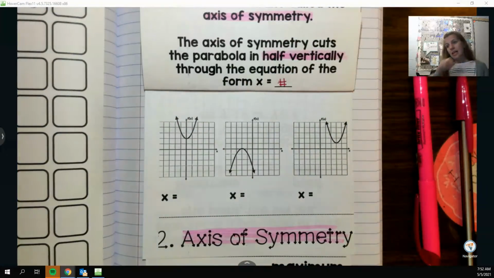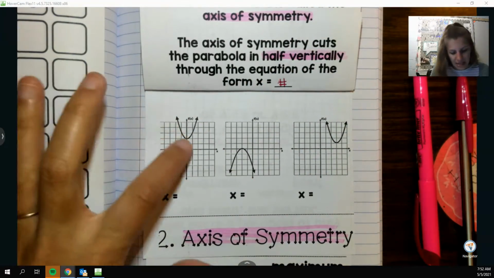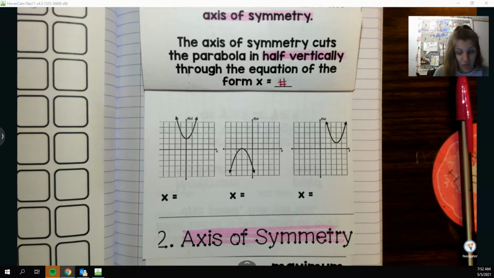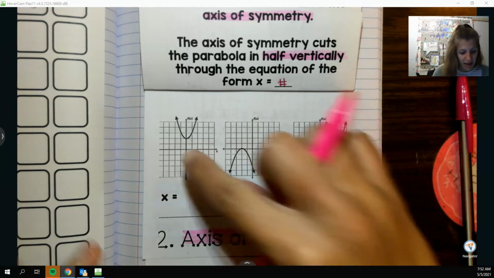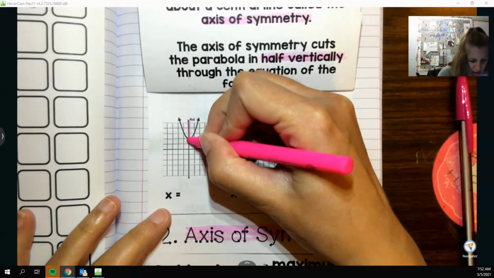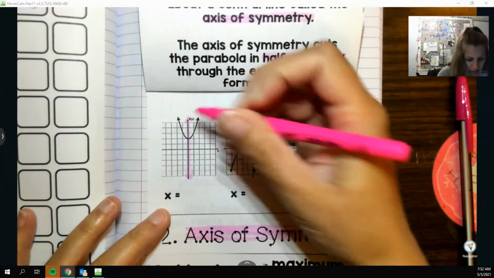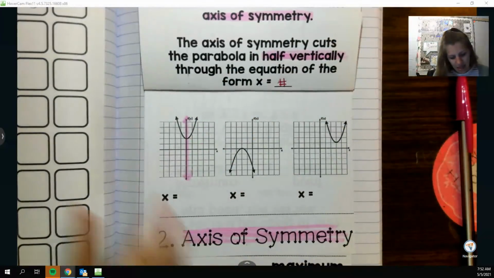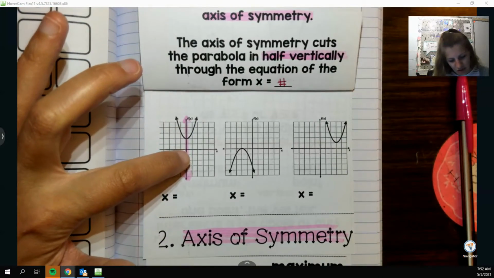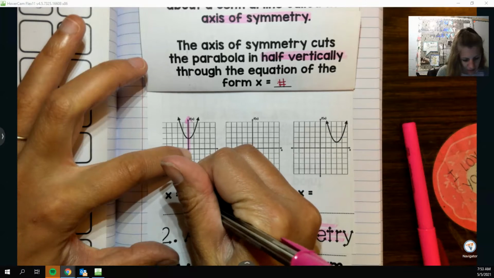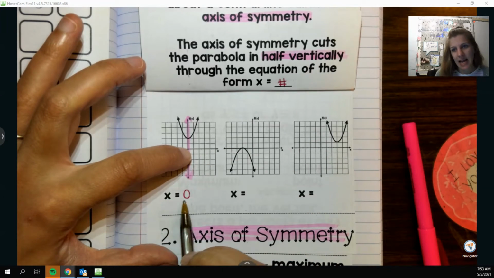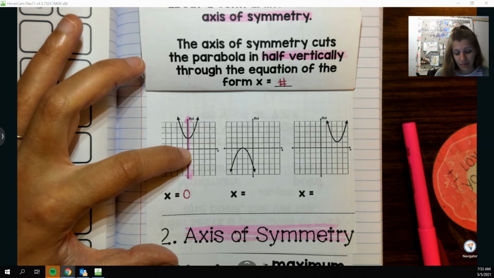Okay, so we'll kind of try that down here. So if I see this parabola right here, I just want to find that middle spot. Also, kind of your axis of symmetry is on your vertex. So really, I sort of just find my vertex, and then I go straight up and down. So because this is going straight up and down and touching the x-axis at 0, my axis of symmetry line is at x equals 0.